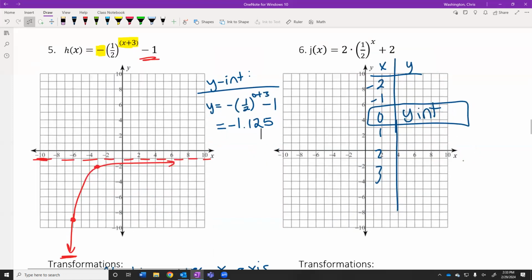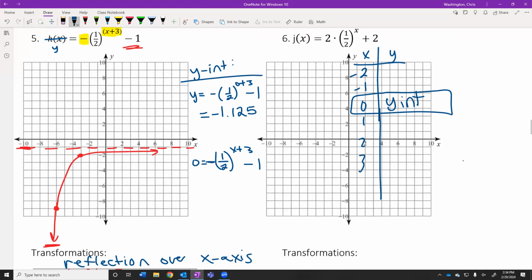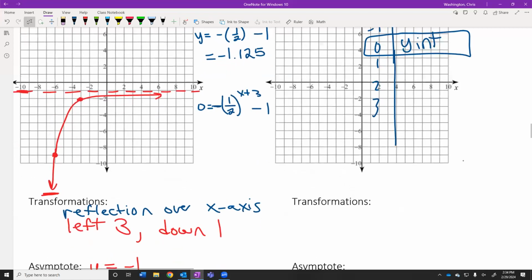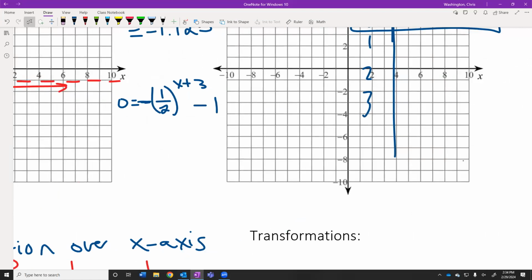What about the x-intercept? What are we going to do? We're going to set h of x or y equal to 0. So we get 0 equals -1/2 raised to the x plus 3 minus 1. We got to get the 1/2 raised to the x plus 3 by itself. That means the negative and the -1 have to go elsewhere.